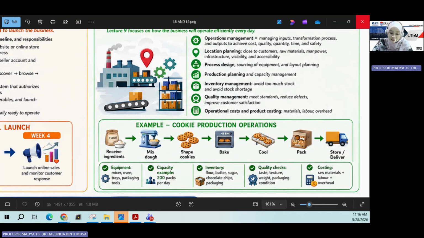Okay. Number 7 is quality management. What does it mean by quality? Quality means the product or service meets standards and also customer expectations.